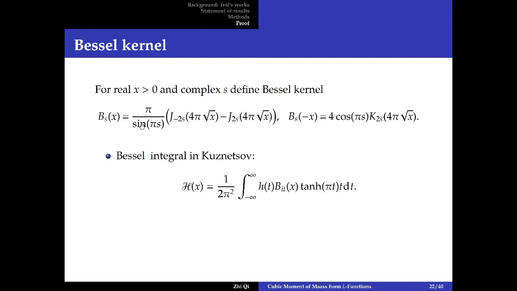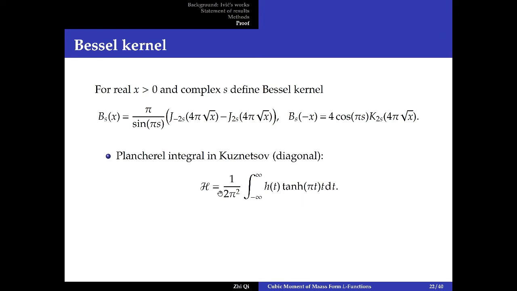B stands for Bessel. Okay, so first of all, in Kuznetsov, you have this Bessel integral defined this way. And this integral is over this parameter t, all right? And if you remove this Bessel function, I will call it a Plancherel integral, because this is the Plancherel measure against this weight function h. This will appear in the diagonal. All right, so this is what we have in Kuznetsov.